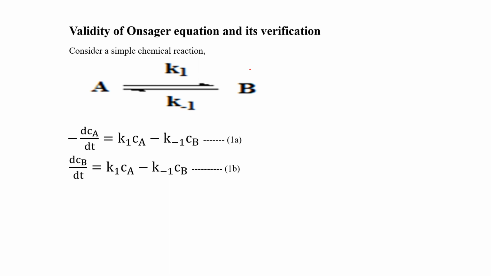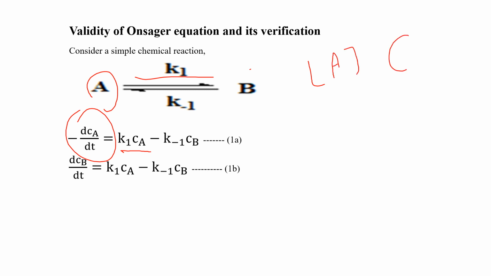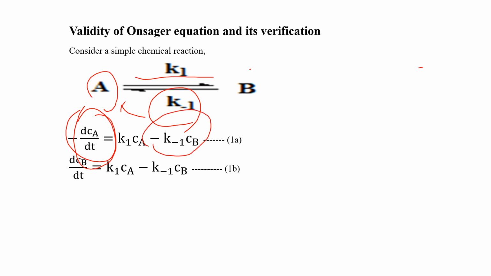So we are writing the rate of the reaction on the basis of the rate of disintegration of concentration of A. In the forward reaction there is a disintegration of A, so we write K1 into the concentration of A. In chemical kinetics you write the concentration in square brackets; here we write it as Ca, that is concentration of A. And in the backward reaction there is a formation of A, so we subtract K minus 1 Cb.